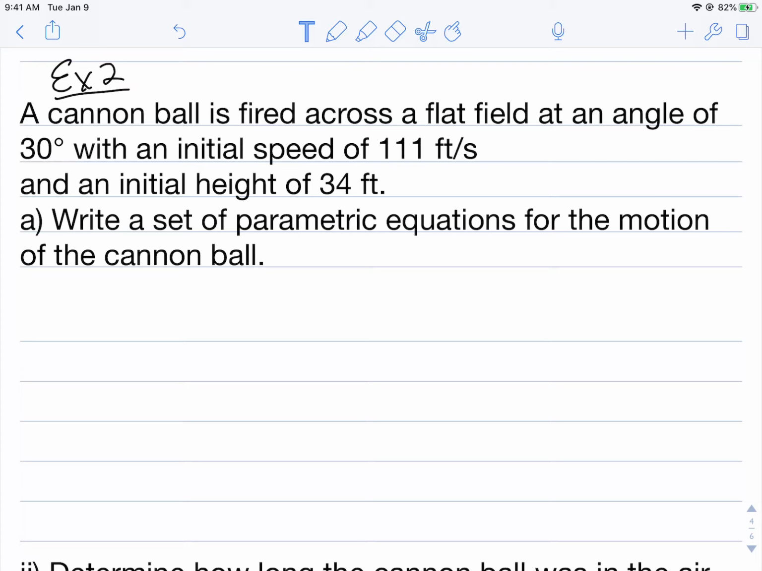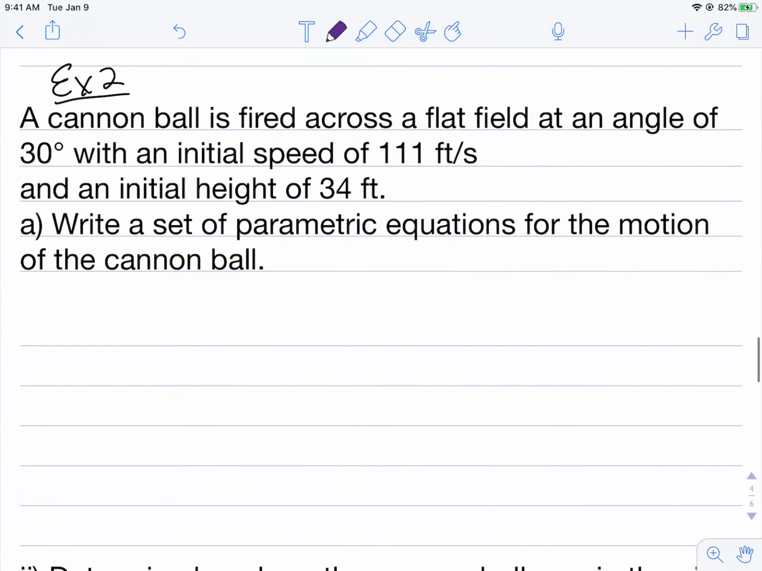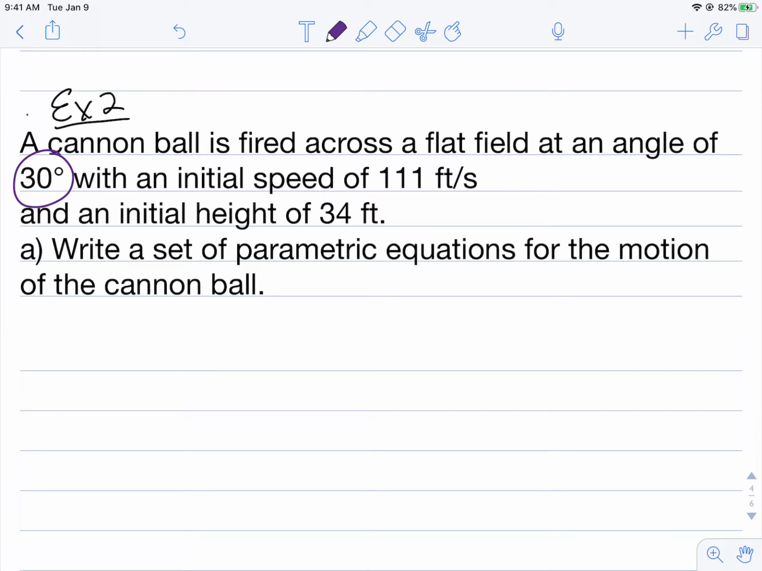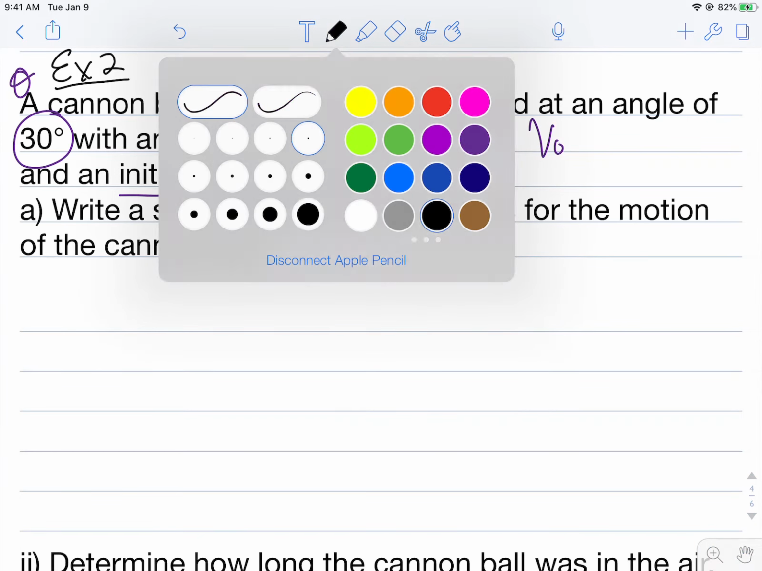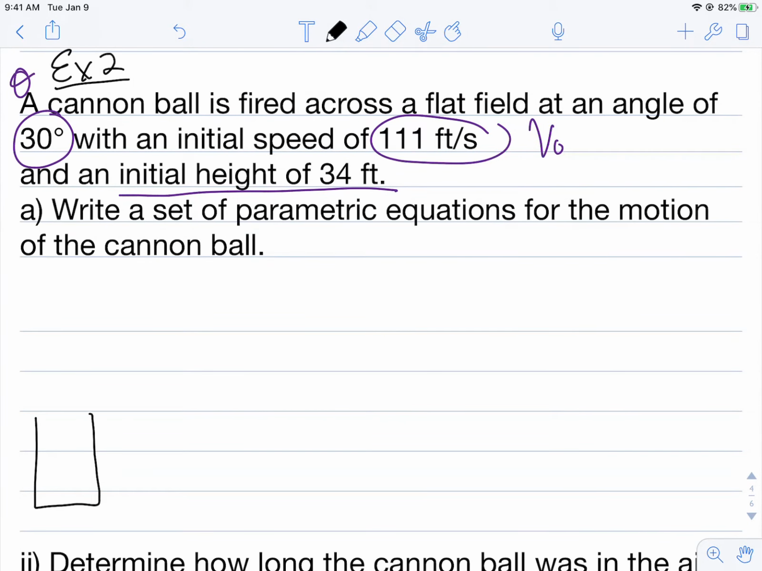All right, so let's see what's different between this problem and the previous problem. We're given our angle, theta. We have our velocity vector. We have our initial velocity. But we're also given a new piece of information. Now the cannonball is not on the ground. It's not at 0, 0, but it's somewhere up 34 feet.